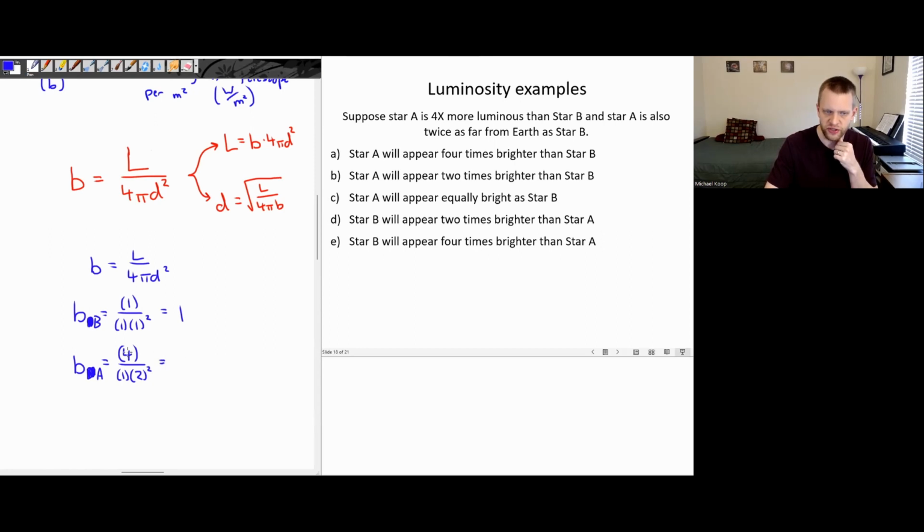Well, notice when we run through the numbers on here, we're going to get 4 divided by 2 squared. 2 squared is equal to 4, so we get 4 over 4, which is just 1. So in this case, when we compare star A to star B, 1 over 1 is just 1. So these two stars will appear equally bright on the night sky. Again, these kind of comparison style questions, we're going to keep on seeing questions of this variety at a bunch of different points throughout the course.